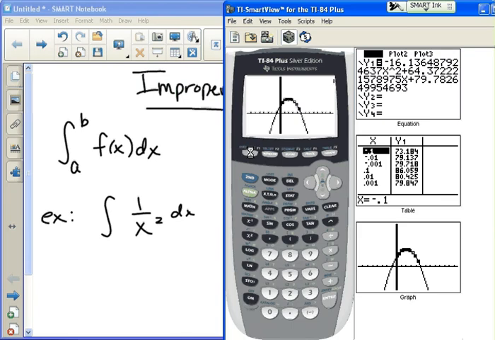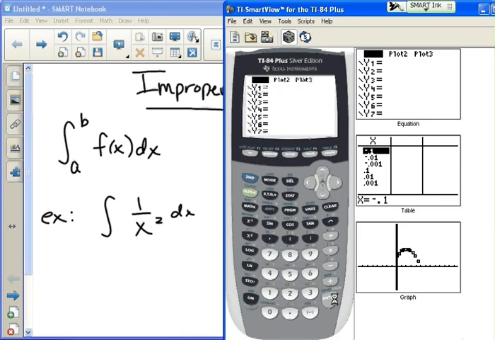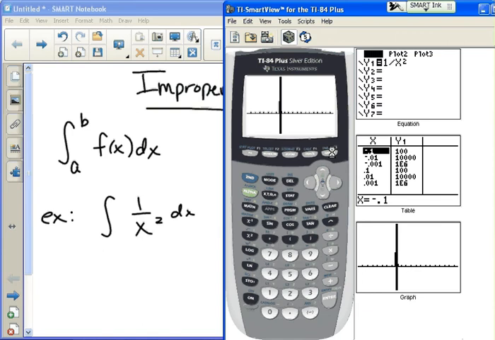Sorry, that's not it. Give me 1 second. 1 over x squared. Let me look at the graph. Okay, give me a second to put the zoom back on normal.